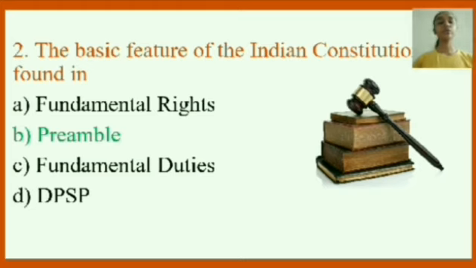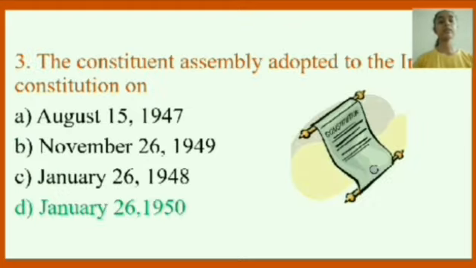The basic feature of the Indian Constitution is found in option A fundamental rights, option B preamble, option C fundamental duties, option D DPSP, and the correct option is option B preamble. The Constituent Assembly adopted the Indian Constitution on option A August 15, 1947, option B November 26, 1949, option C January 26, 1948, option D January 26, 1950, and the correct option is option D January 26, 1950.